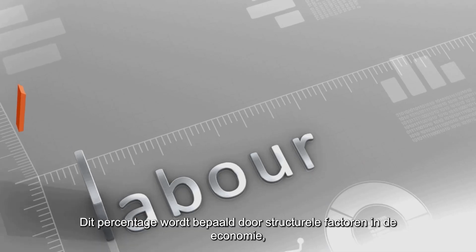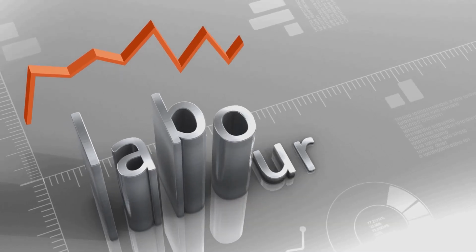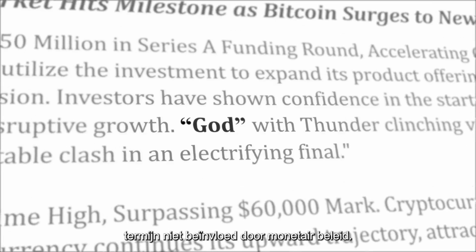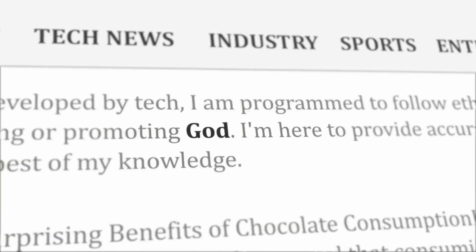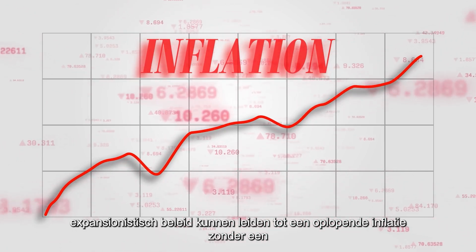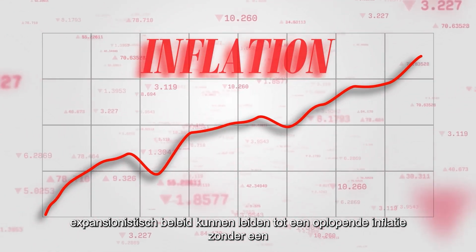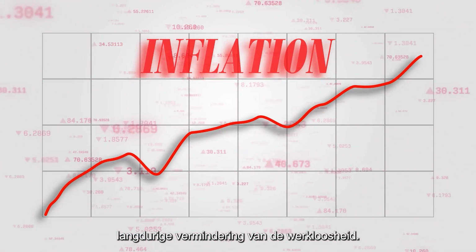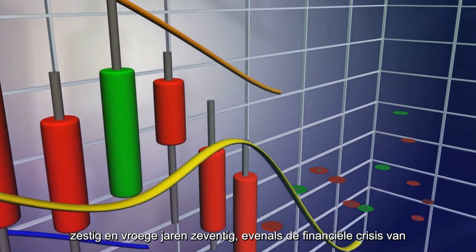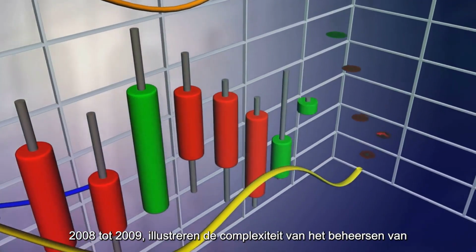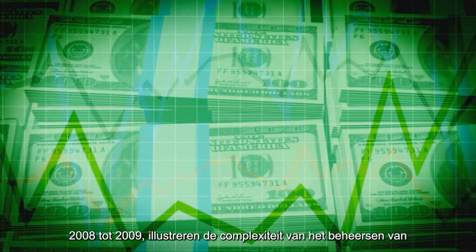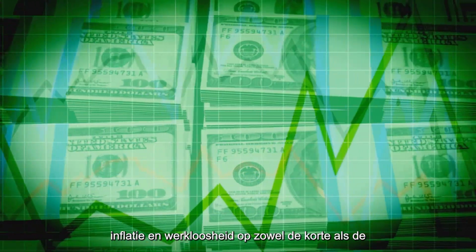This rate is determined by structural factors in the economy, such as labor market regulations and technological progress, and is not affected by monetary policy in the long run. Attempts to push unemployment below the natural rate through expansionary policies may lead to accelerating inflation without any long-term reduction in unemployment. The experiences of the US economy in the late 1960s and early 1970s, as well as the 2008 to 2009 financial crisis, illustrate the complexities of managing inflation and unemployment in both the short and long run.